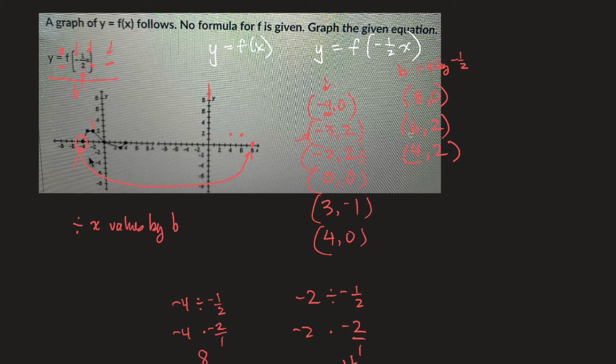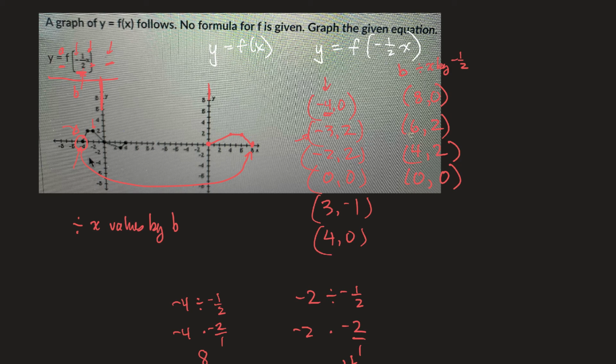Let's finish. Okay, 0 divided by negative 1/2. 0 divided by anything is still just 0. And the y value doesn't change. So this point is the same. So my graph is looking like this, and then like that, and then like that. Notice it's sort of backwards to this one because it's reflected on this y-axis. And it's also stretched out a little bit because of that negative 1/2.